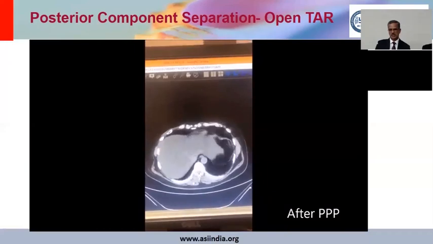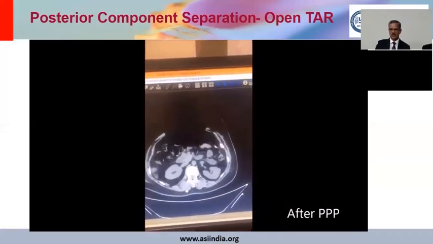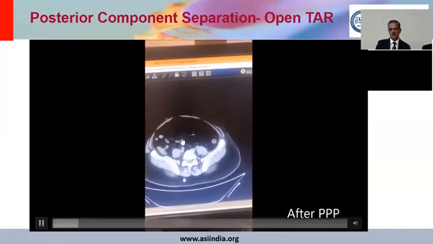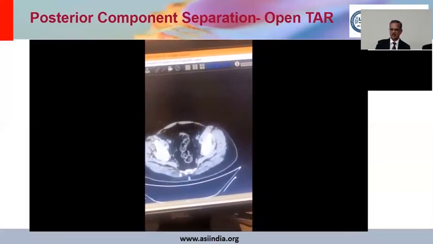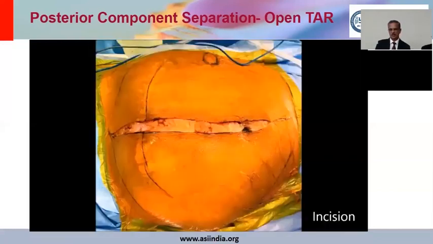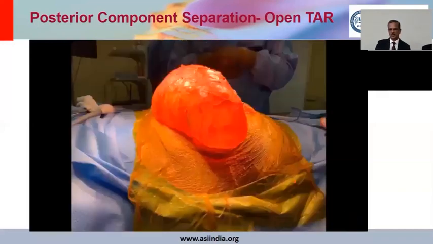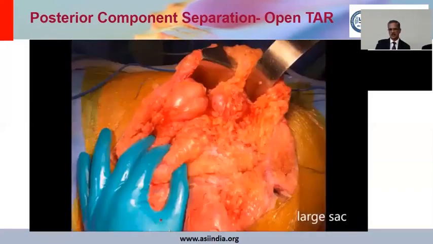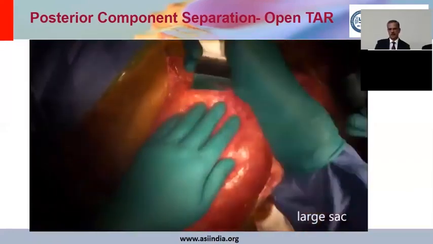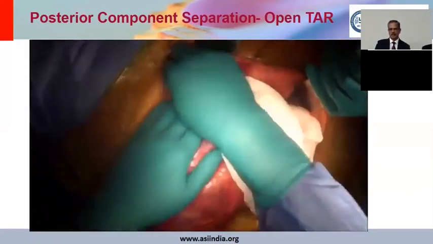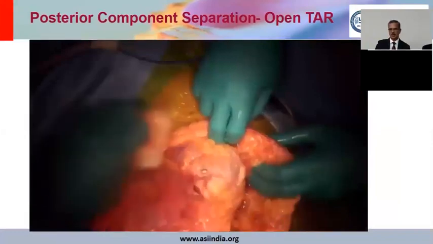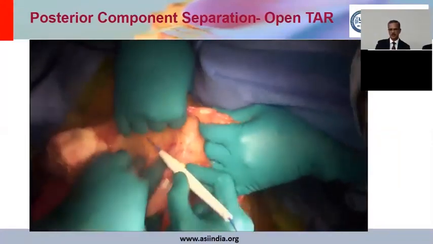And this is the CT scan after the progressive pneumoperitoneum. You can see that all the contents have returned down to the abdominal cavity, and the sac is containing not only the air. So this patient goes to a midline laparotomy, that is the large sac, and the sac is initially dissected. Open component, posterior component separation technique, or we call it open transverse abdominis release.